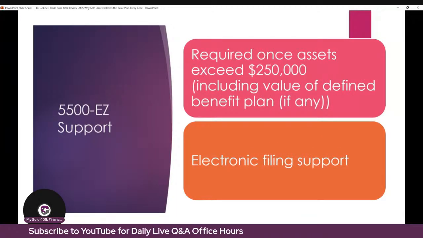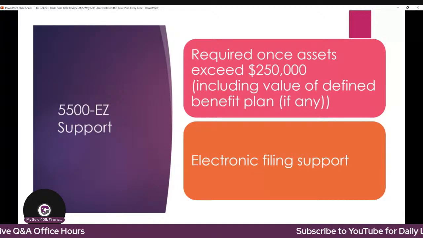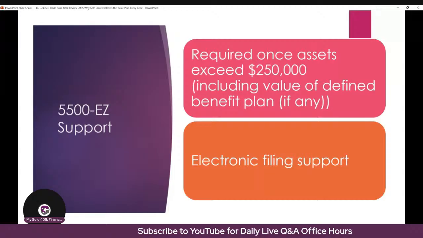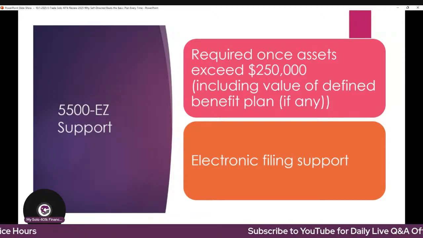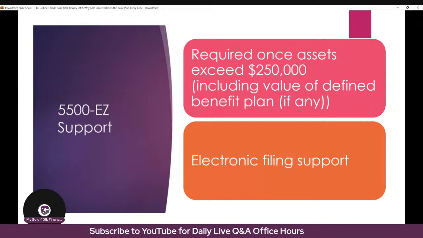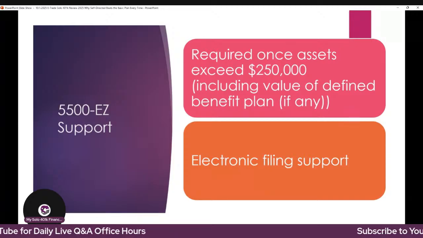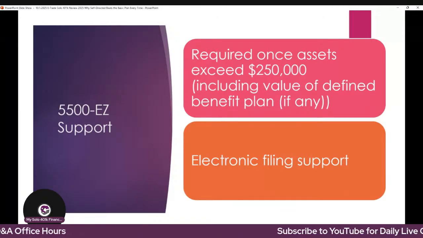5500 EZ support. So once the value of the solo 401k plan assets, including the value of any defined benefit plan that might be sponsored by the self-employed business, exceeds $250,000, there's an informational filing requirement referred to as a Form 5500 EZ that needs to be filed for the plan. So E-Trade is not going to handle that 5500 EZ for you if you have a basic solo 401k plan through E-Trade. Whereas we do handle that 5500 EZ as an optional free service for our customers.